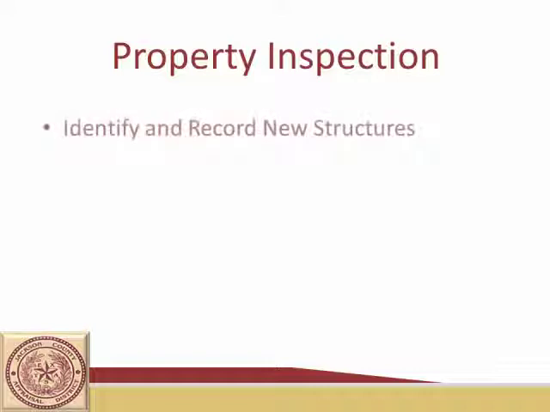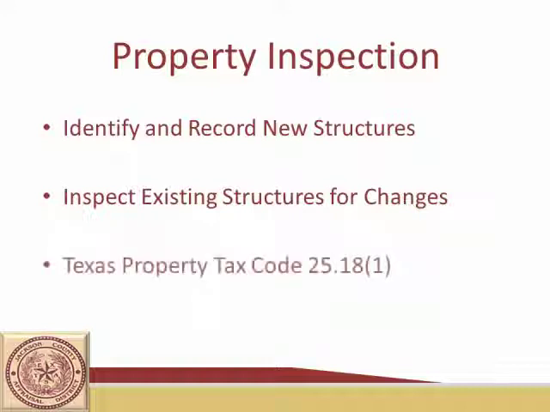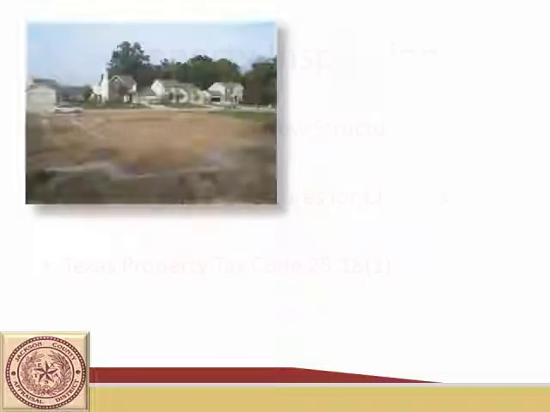Property inspection, which consists of identifying and recording and inspecting or checking existing structures or improvements for changes, typically takes place from September through February. Texas Property Tax Code 25.181 states that the appraisal district has to identify properties to be appraised through physical inspection or other reliable means of identification, including deeds or other legal documentation, aerial photographs, land-based photographs, surveys, maps, and property sketches.